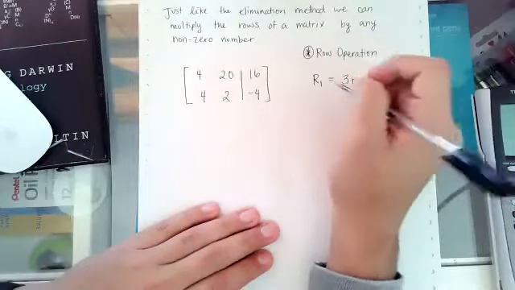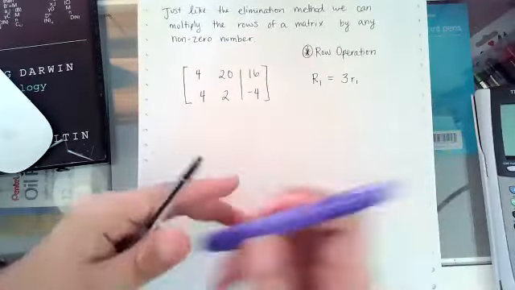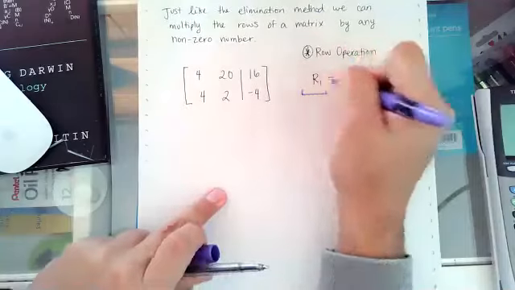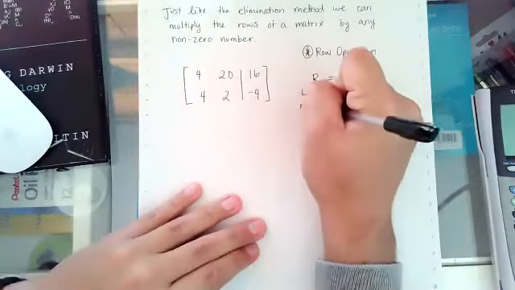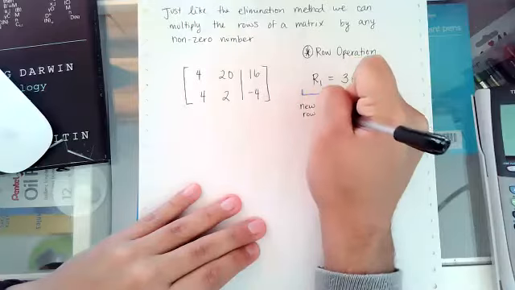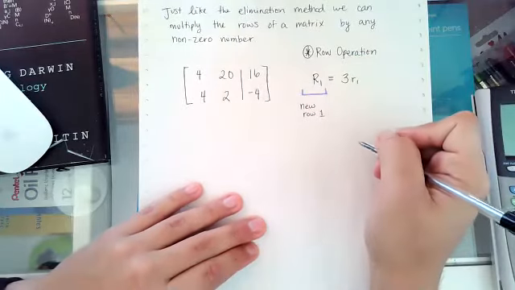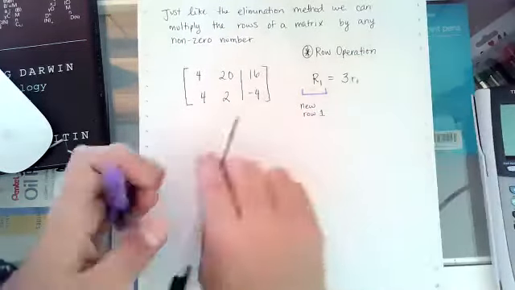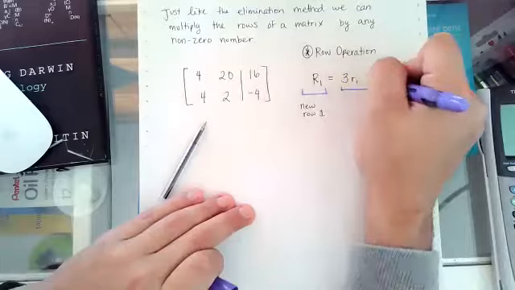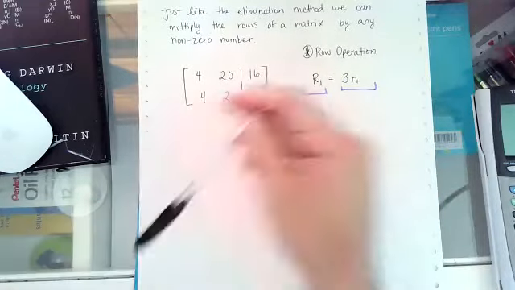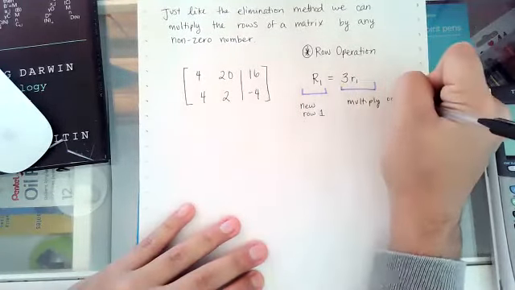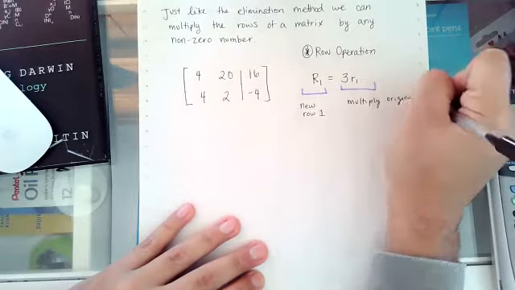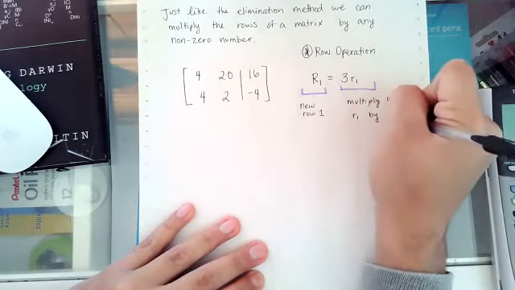And the way you want to read this is, this part is telling you the new row 1 is equal to multiply the original row 1 by 3.